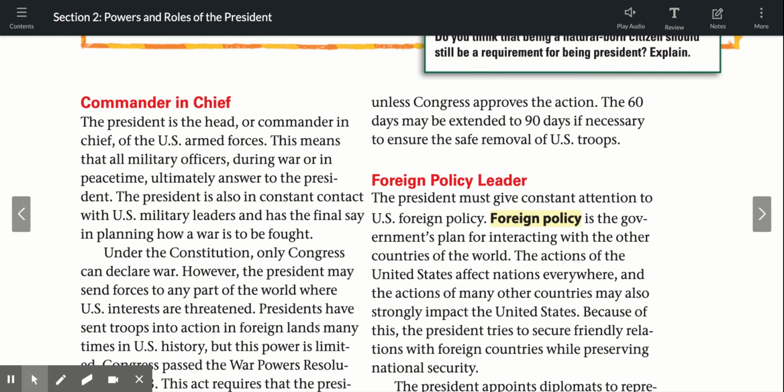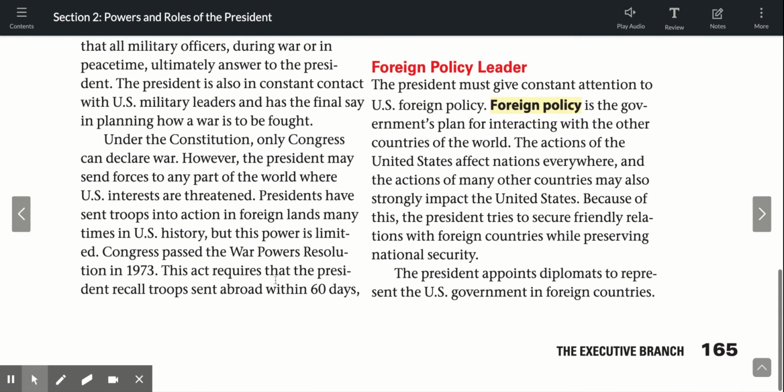Okay, so under the Constitution, however, only Congress can declare war. So a president cannot declare war, but a president can send forces to anywhere in the world in which United States interests are threatened. And if you watch the news or if you've lived long enough, you will see in the past presidents have issued bomb strikes, issued raids against other countries that have threatened the United States. This is a concept that originated in 1973 with the War Powers Resolution, which basically requires that if the president does send troops, he has to bring them back within 60 days without declaring war.